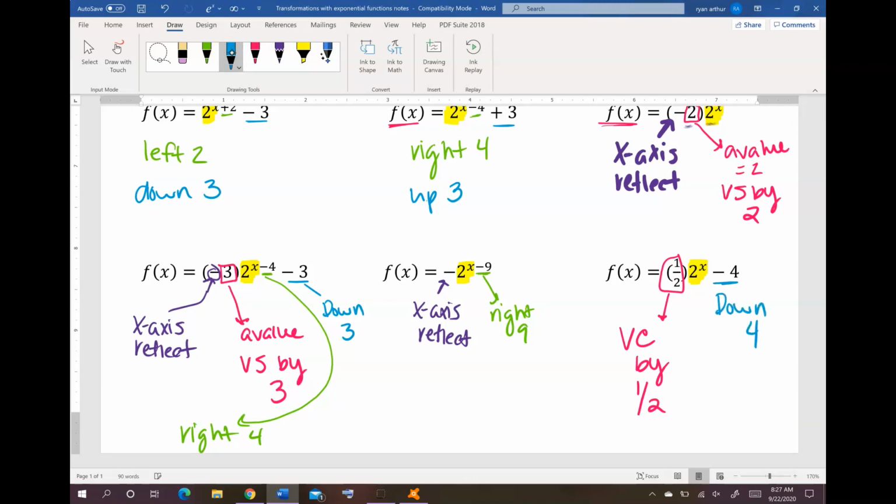So I hope this helps you guys with transformations with exponentials. We'll do transformations with logs tomorrow.